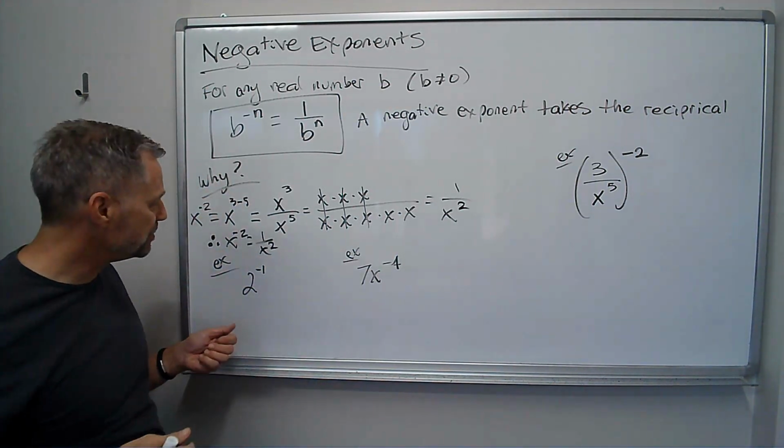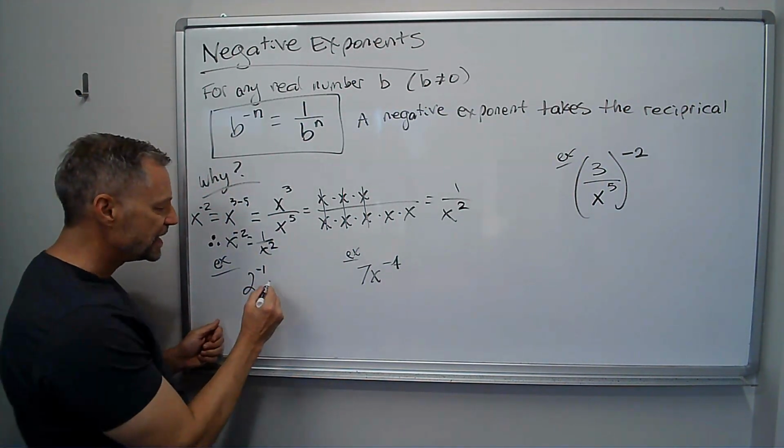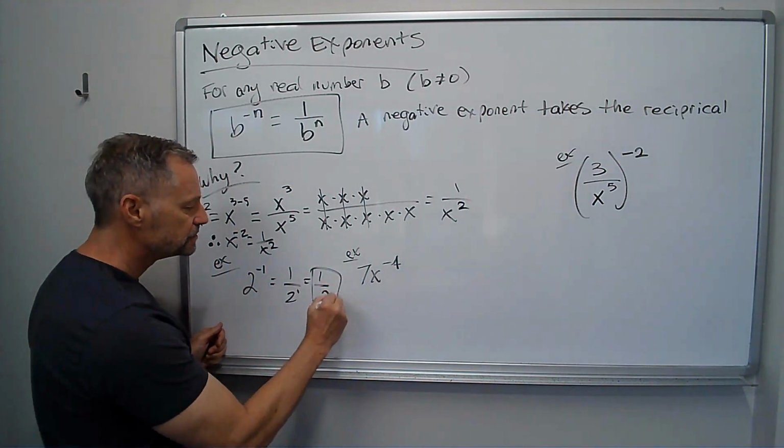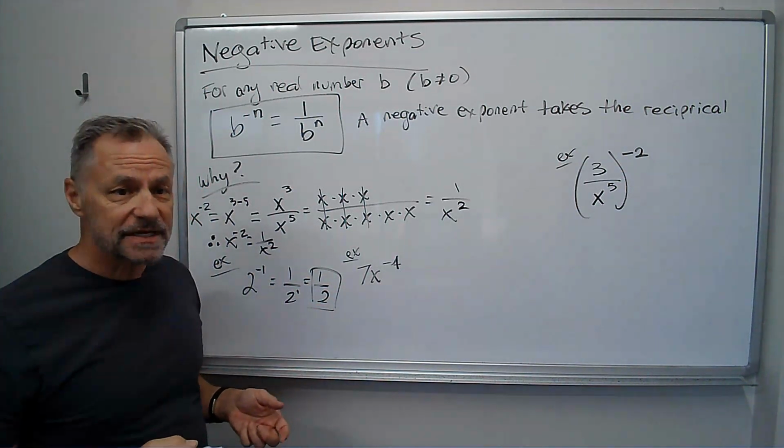So let's look at some examples. If I have 2 to the negative 1, that just means 1 over 2 to the first, or just 1/2. Done. Okay, that's all it does.